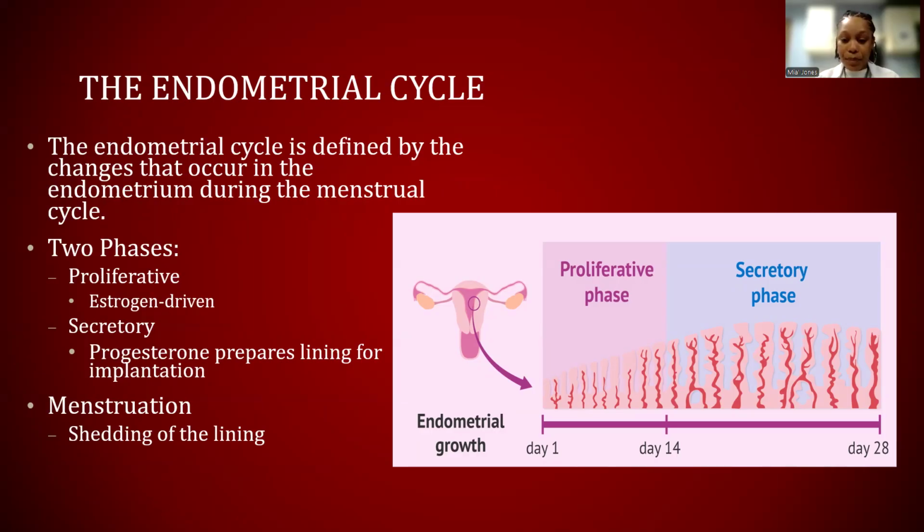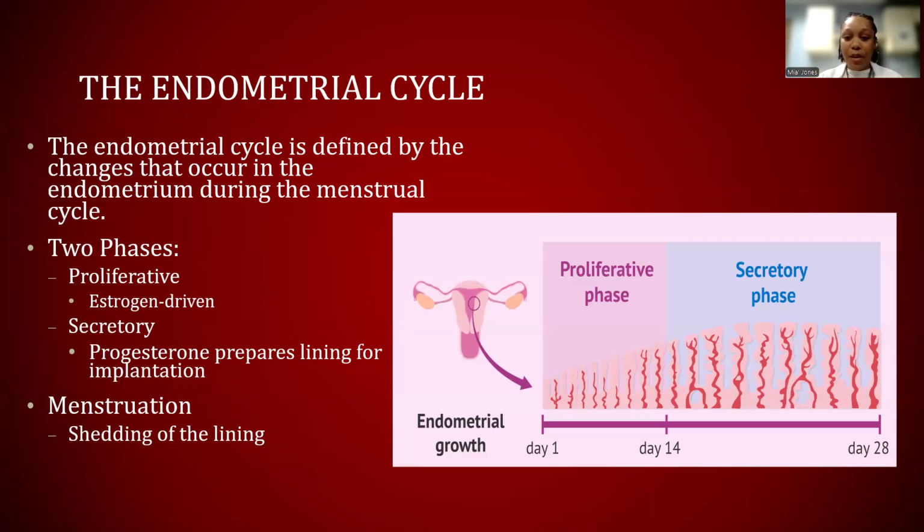the endometrial lining. The secretory phase, which lasts typically 14 days, corresponds to the luteal phase of the ovarian cycle and is driven mainly by that progesterone. After ovulation, progesterone from the corpus luteum converts the proliferative endometrium into a secretory one, thickened and enriched with glands and nutrients to support implantation.